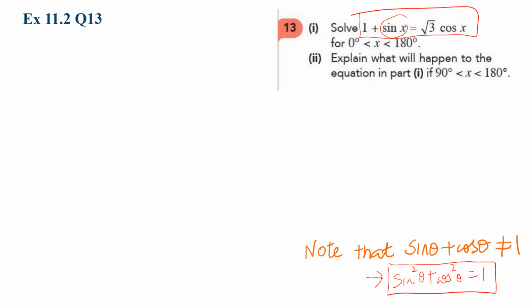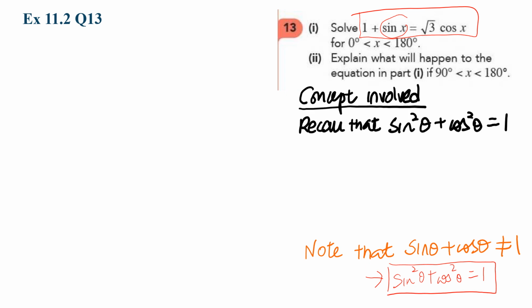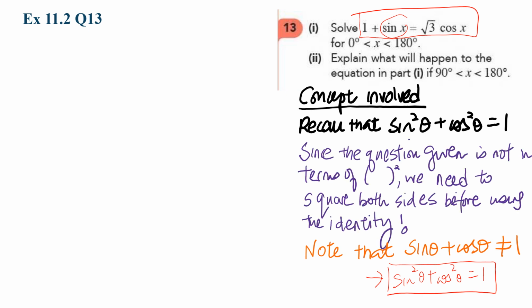Okay, so how do we go about solving this question then? We need to force out a square there so that we can actually use the identity. So that's the explanation. It's going to be very long, but it's basically what I've explained. Recall that sine squared theta plus cos squared theta equals 1. Since the given question is not in terms of something squared, we need to square both sides. That's what I mean by forcing it out before we use the identity correctly. So that's squaring both sides of the given question.